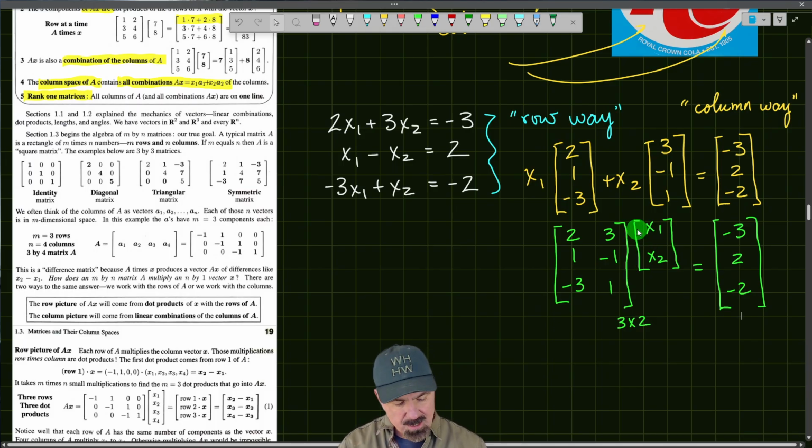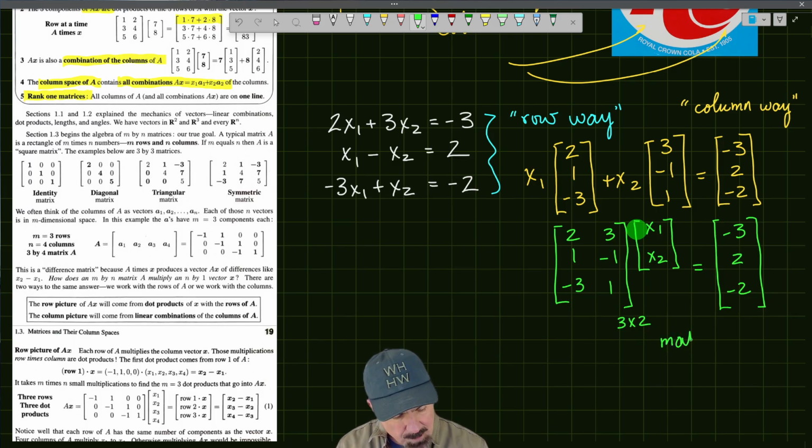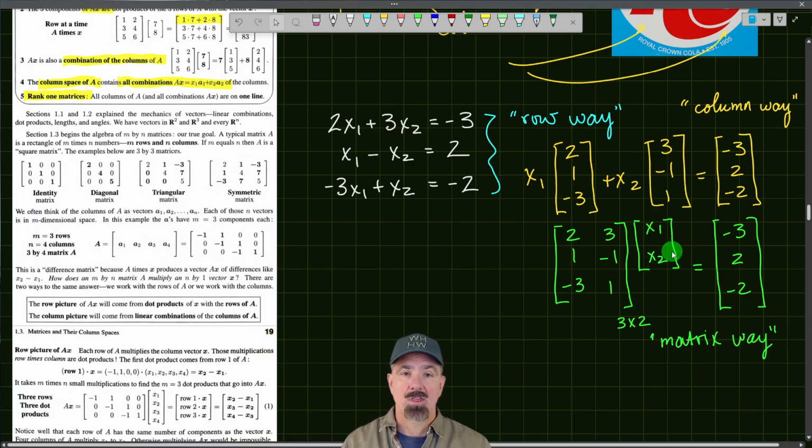And remember, he calls this the matrix way of thinking about a system of equations. This is the matrix way. And we will deal with this because now we're really talking about the matrix and we want to understand its column space. Before we get to that, let's just take a brief look at, you're going to read through this, of course.